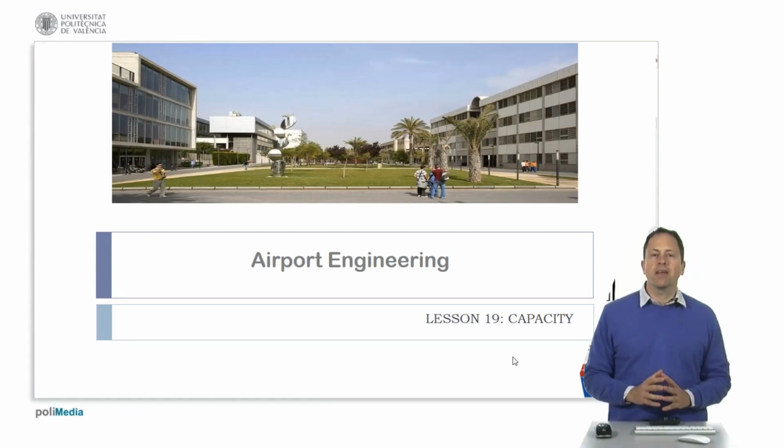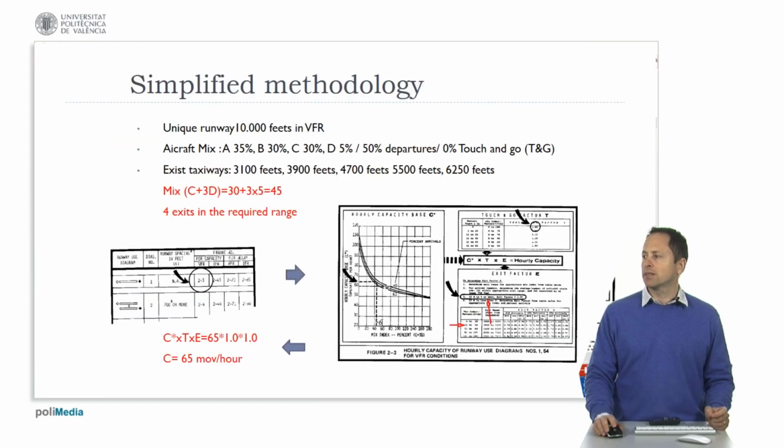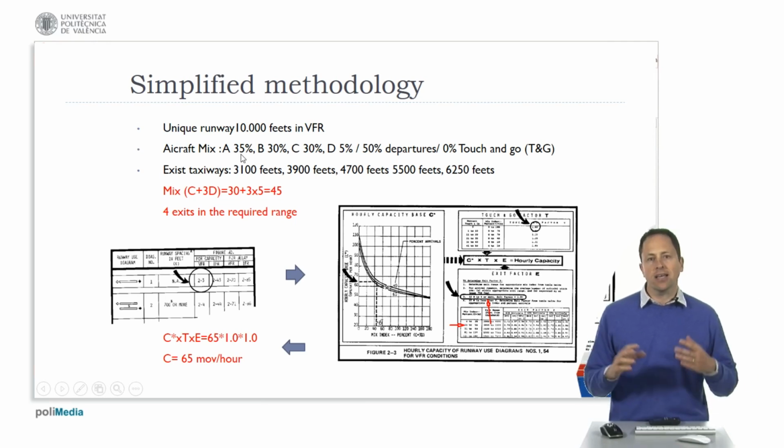We are going to do an example using the FAA method. We speak of only one runway of 10,000 feet in visual meteorological conditions with a mix of airplanes that we should determine by going to the norm to see in which category each one of the airplanes fits.